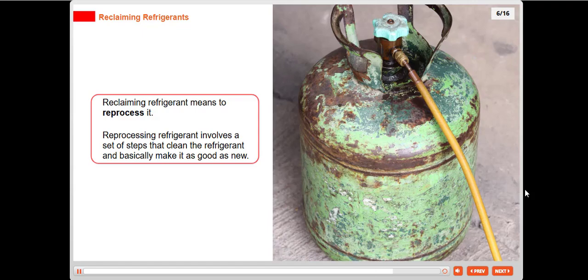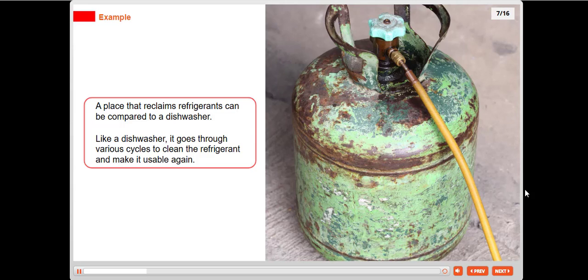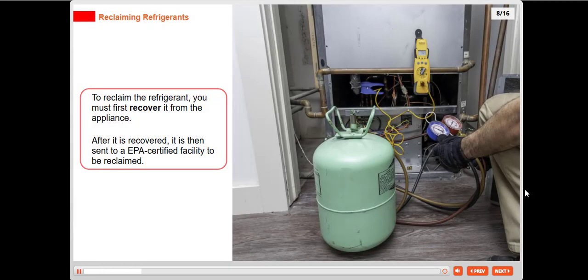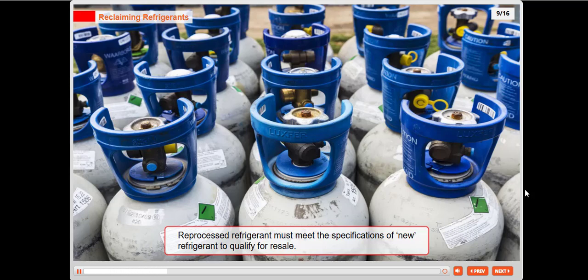A place that reclaims refrigerants can be compared to a dishwasher. Like a dishwasher, it goes through various cycles to clean the refrigerant and make it usable again. To reclaim the refrigerant, you must first recover it from the appliance. After it is recovered, it is then sent to an EPA-certified facility to be reclaimed. Reprocessed refrigerant must meet the specifications of new refrigerant to qualify for resale.